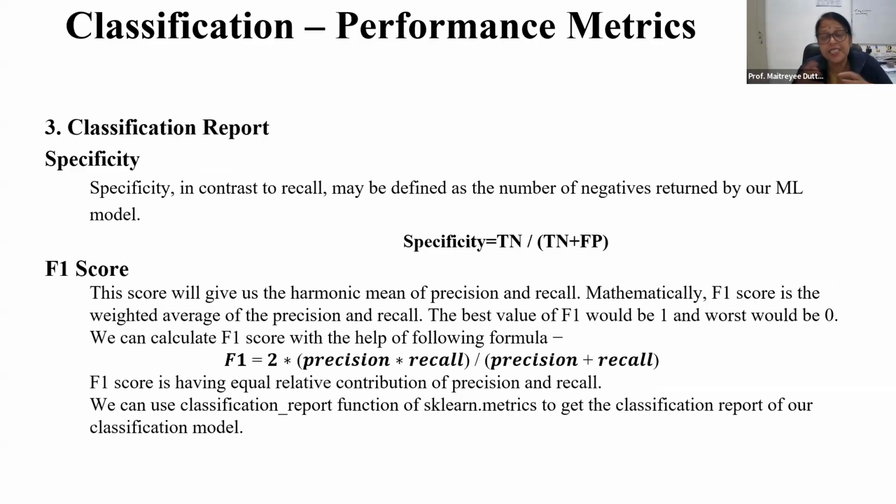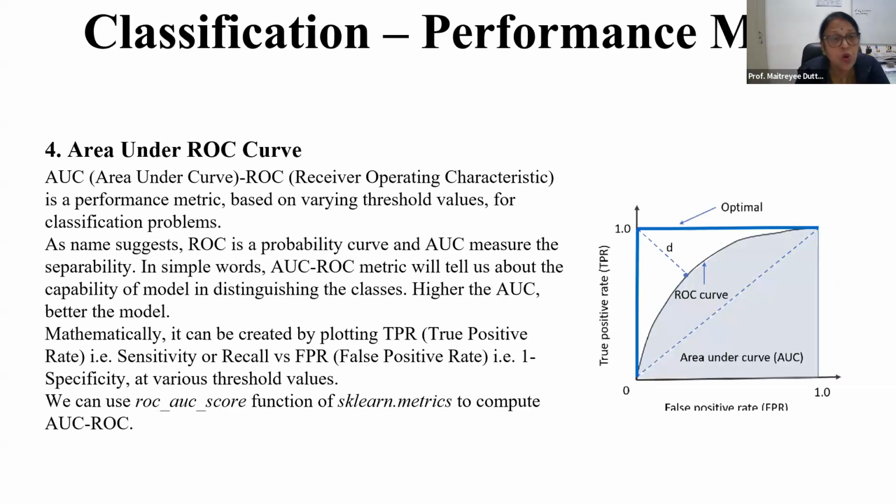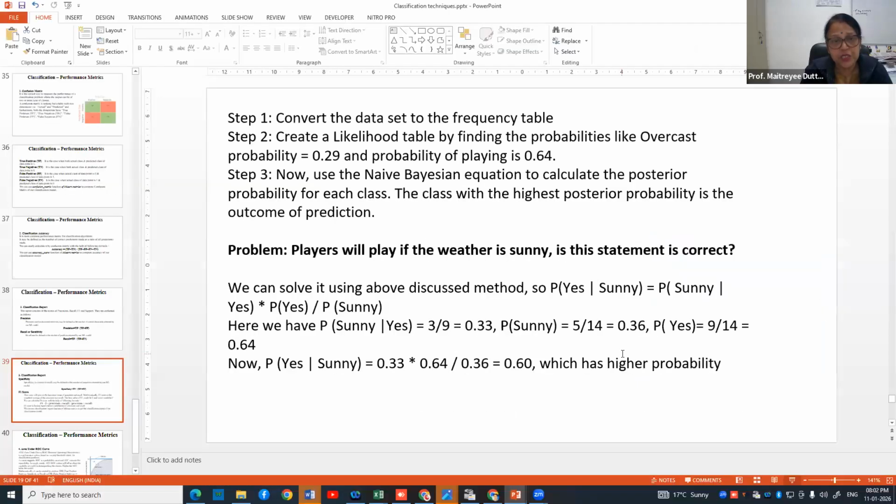Specificity is just the opposite of recall, that is true negative divided by TN plus FP. Depending on this, we find the F1 score as well as the ROC curve, and we can say the AUC, area under the curve, right? AUC is calculated with the help of the TPR, true positive rate, and the false positive rate, which is basically 1 minus specificity, right? So this is all about classification.